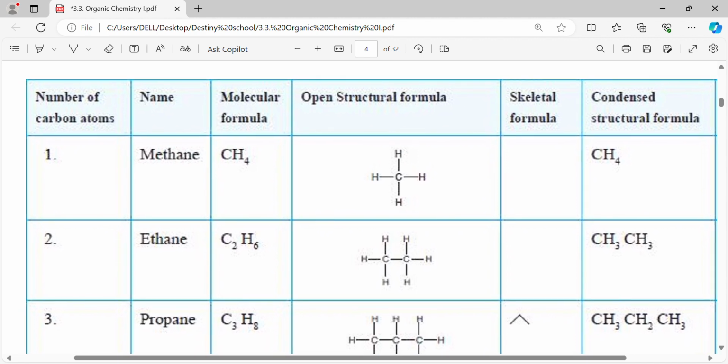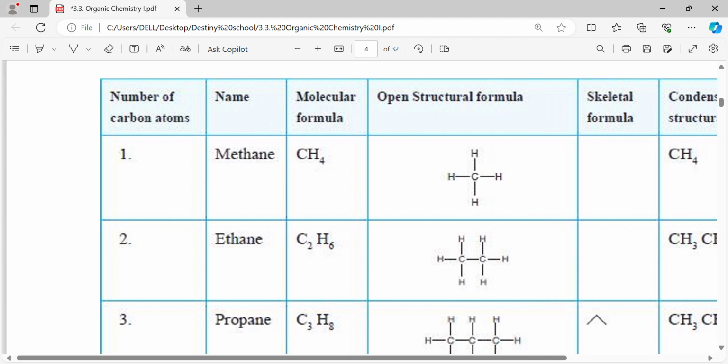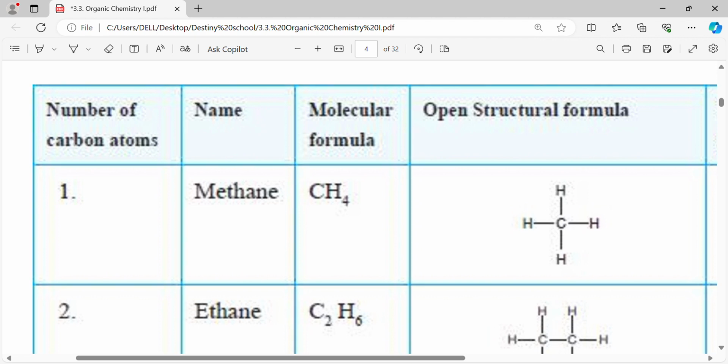Here is a table that you need to capture. Here we have the number of carbon atoms, then the name, then the molecular formula, then the open structure formula. These ones are just enough. Leave these two, so if you are writing it, just have the four columns. The skeletal formula is very relevant, but they don't use it to examine. The condensed structural formula is useful, but having the molecular formula at the moment is just okay. This one is useful, but let's just have the three so that you don't have many things.